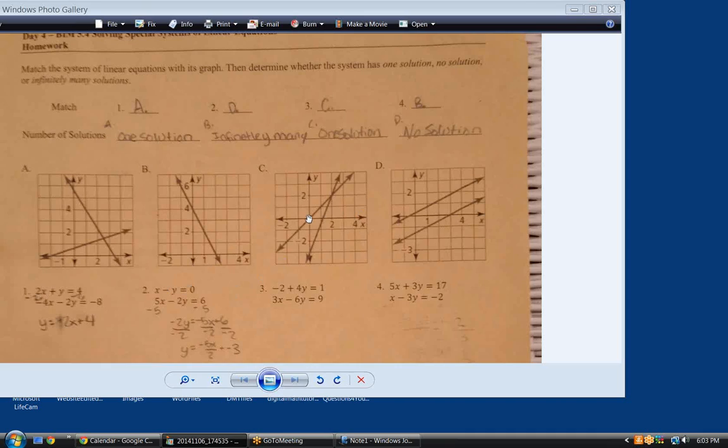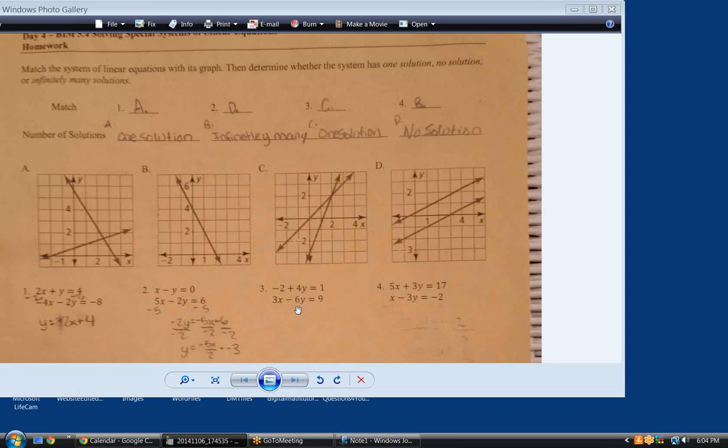Match the system, then determine whether it has one. So it doesn't actually want you to solve these. In other words, the moment we see that there's only one line that matches that, we know it's C. And we can look at C and see that there's one solution. It's right there. So we don't have to do anything with this second equation. We can ignore it. Now let's look at number 3.